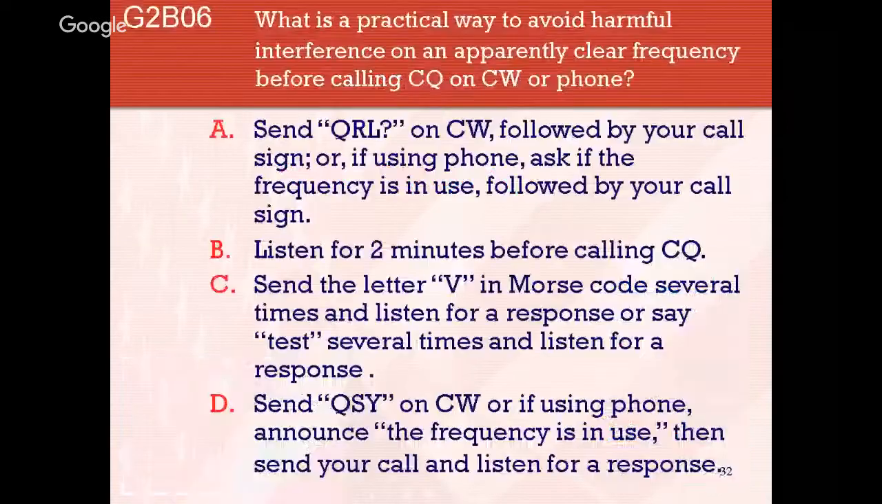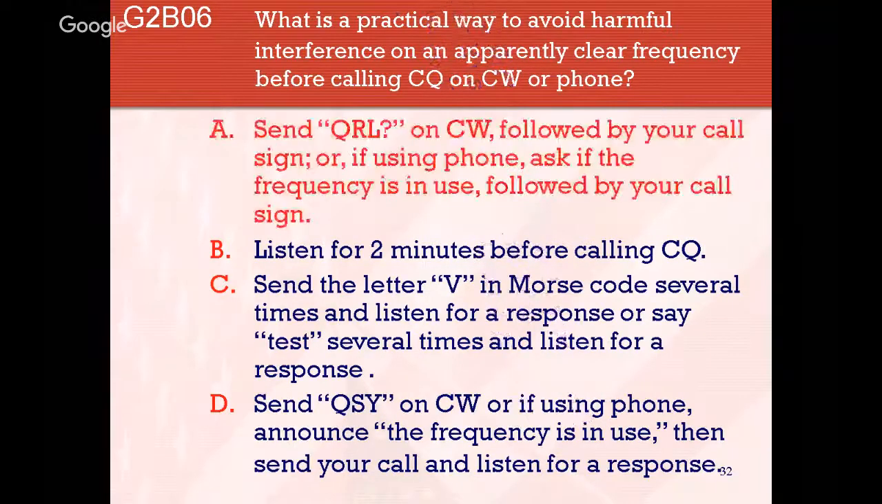All right. What is a practical way to avoid harmful interference on an apparently clear frequency before calling CQ on CW or phone? So again, you want to listen. You don't have to listen for 2 minutes. You don't have to send the letter V in Morse code. You don't have to send QSY. The only practical answer here is send a QRL on CW, followed by your call sign, or if you're using phone, ask if the frequency is in use, followed by your call sign. QRL, by the way, on CW is just a short way of saying, is this frequency in use?